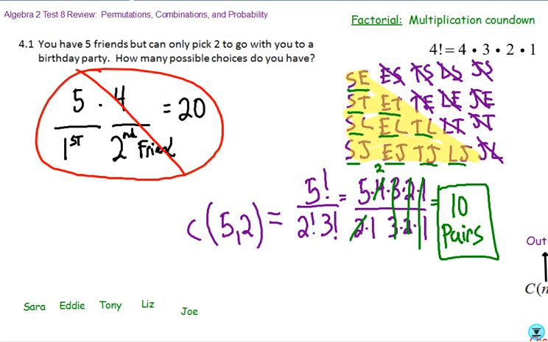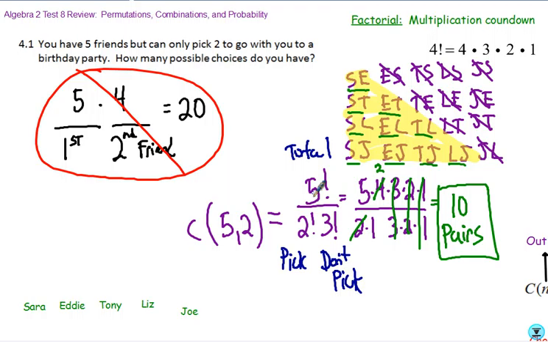Last thing I wanted to label here again is that the top represents the total. So there's a total of 5 people. And then on the bottom, it's what you pick. So we pick 2 people, and what you don't pick. So there's 3 people that we didn't pick. And so the 2 numbers on the bottom will always add up to the top, right? Because what you pick and what you don't pick will always add up to the total.